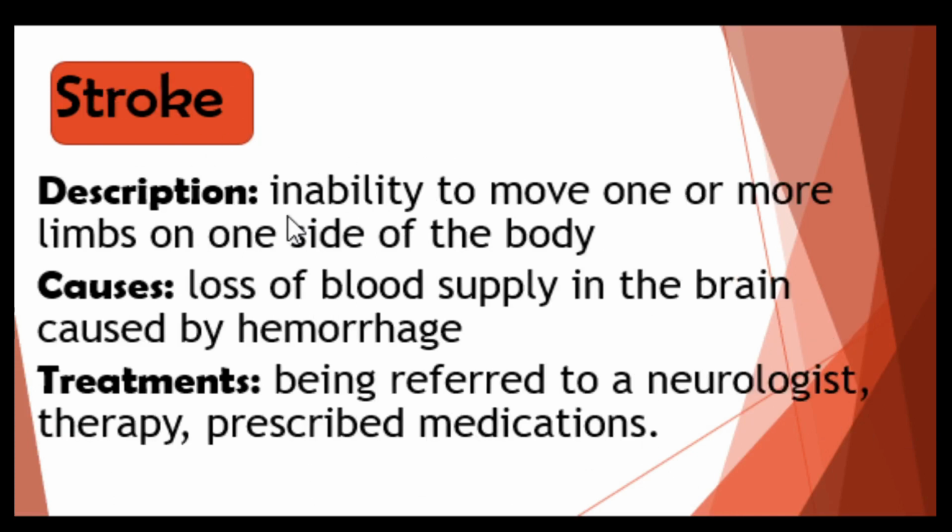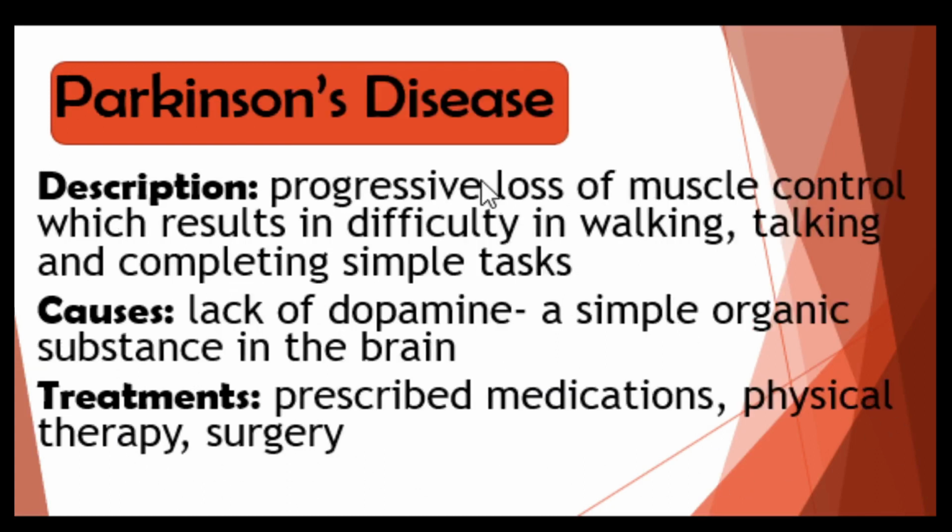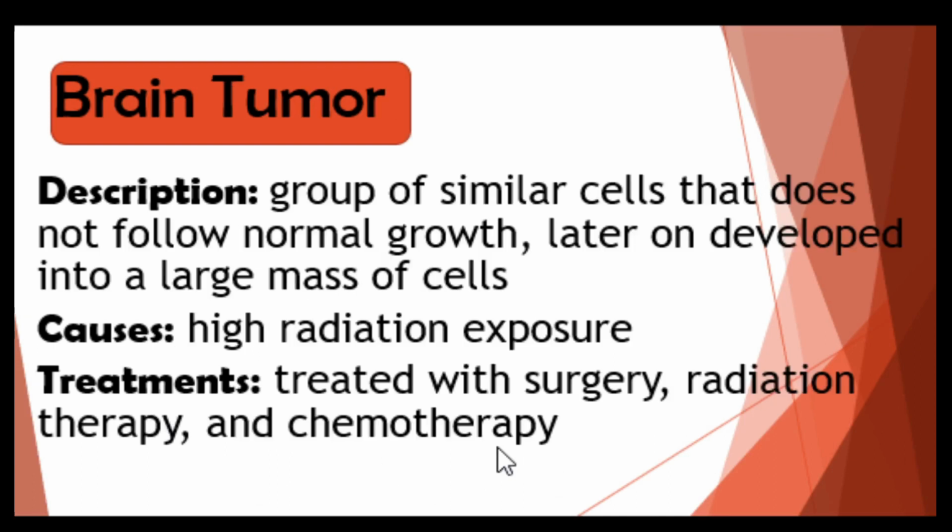Stroke, it is inability to move one or more limbs on one side of the body. Causes, loss of blood supply in the brain caused by hemorrhage. Treatments, being referred to a neurologist, therapy, prescribed medications. Parkinson's disease, it is progressive loss of muscle control which results in difficulty in walking, talking, and completing simple tasks. Causes, lack of dopamine, a simple organic substance in the brain. Treatments, prescribed medications, physical therapy, and surgery.